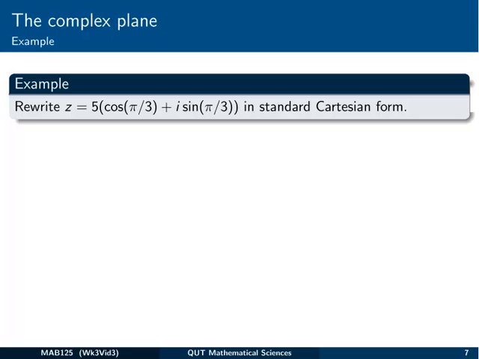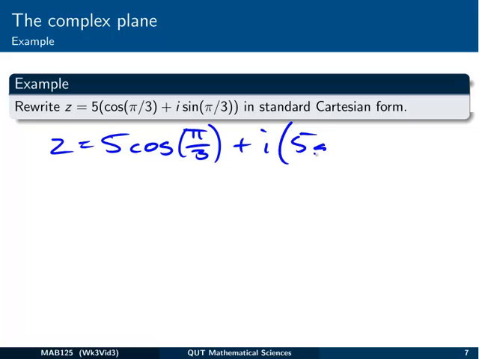Let's just quickly have a look at going back the opposite way. This question asks us to rewrite a number written in polar form back in standard Cartesian form. So all I've got to do there is really just evaluate everything. So I've got 5 cos pi on 3 plus i sine pi on 3. I'm going to expand it out. Get 5 cos pi on 3 plus i times 5 sine of pi on 3.